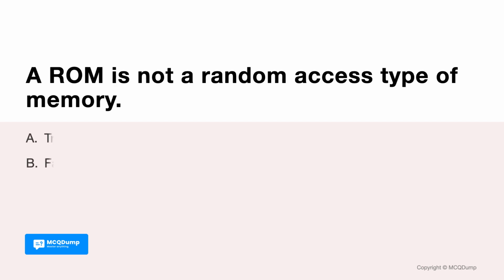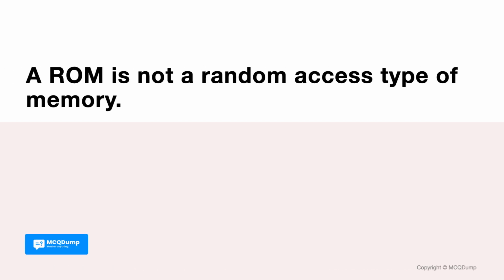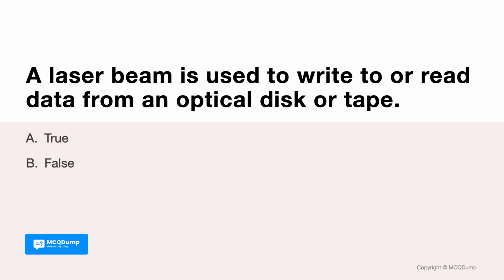A ROM is not a random access type of memory. True or false? It is false. ROM is also random access in nature, which means the CPU can randomly access any location within the ROM.